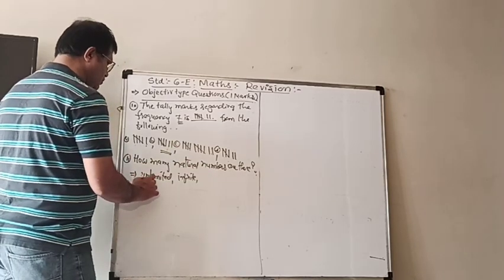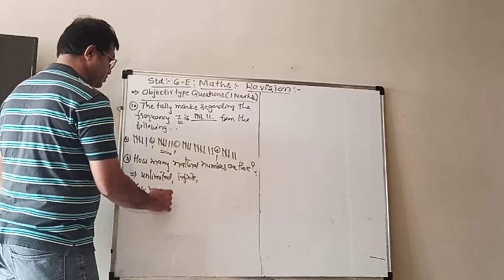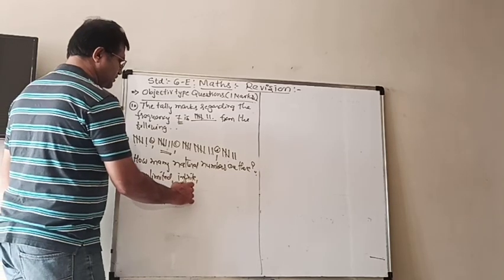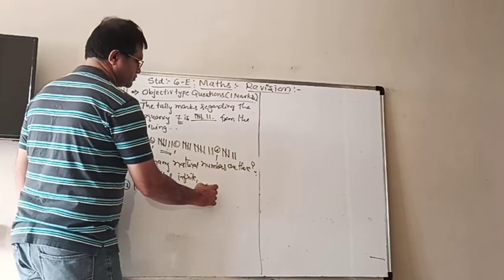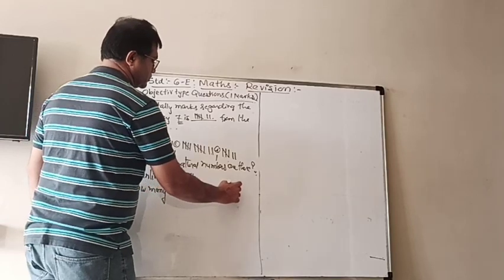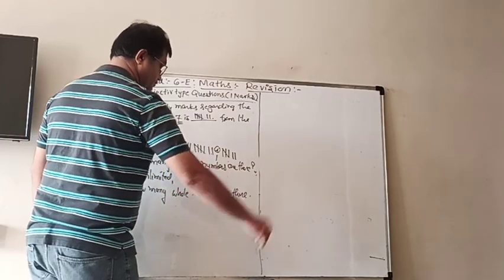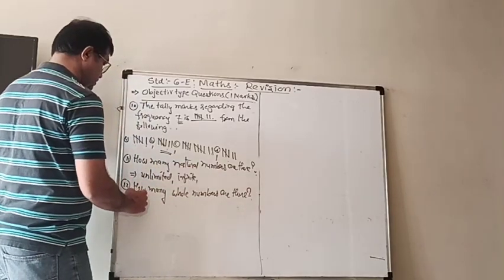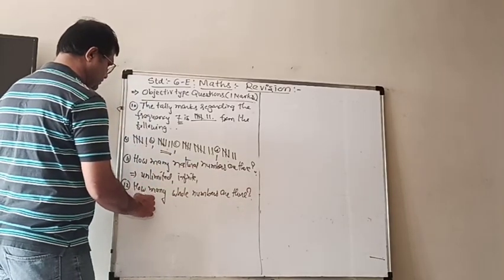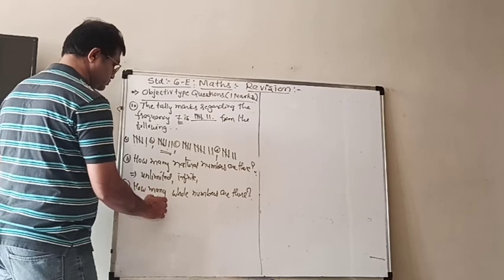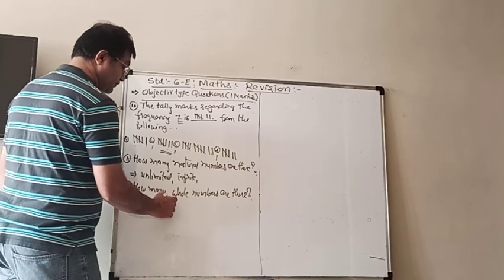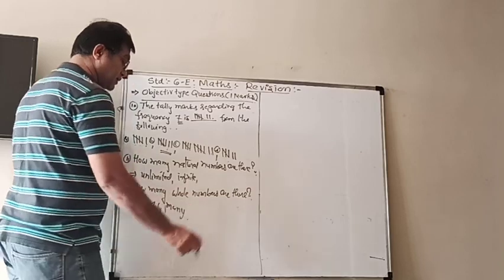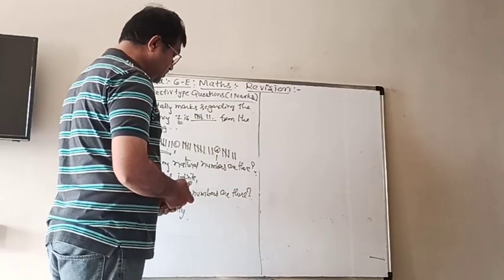Similarly, if it is like how many whole numbers are there, then we know that whole numbers are also the same, infinitely many. Infinitely many whole numbers are there.